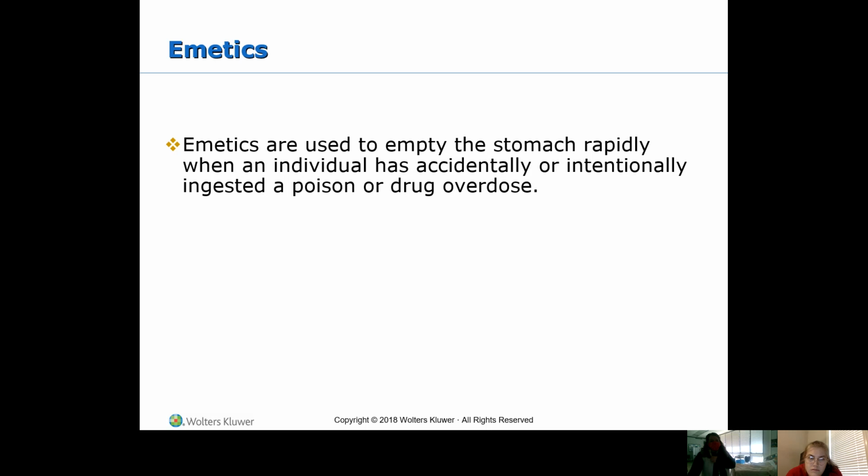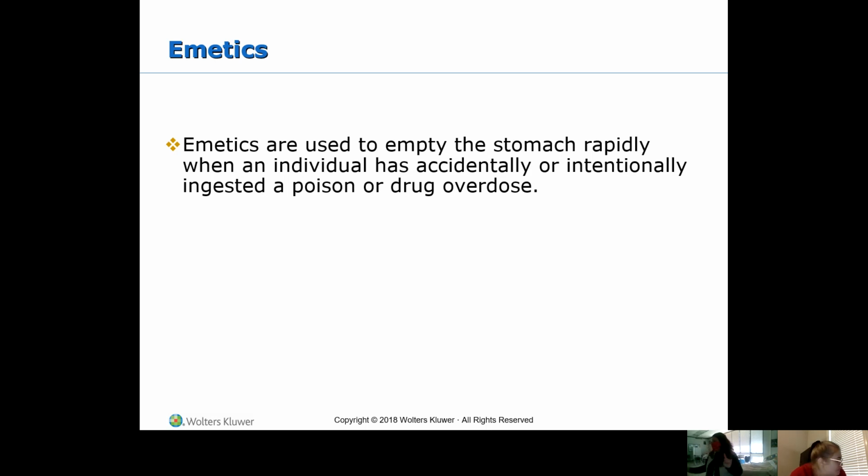Emetics are used to empty the stomach rapidly when a patient has accidentally or intentionally ingested a poison. So not antiemetics. Antiemetics are saying we don't want you to vomit. If your patient overdoses and they come to the hospital and we give them something like charcoal, we want them to vomit. We want them to puke up the contents of their stomach, okay? So those are emetics, so don't get them mixed up. That's not drugs we have to know. I don't think it's in the chart. Yeah, it's not in the chart.